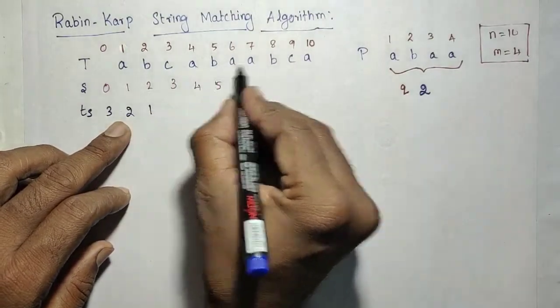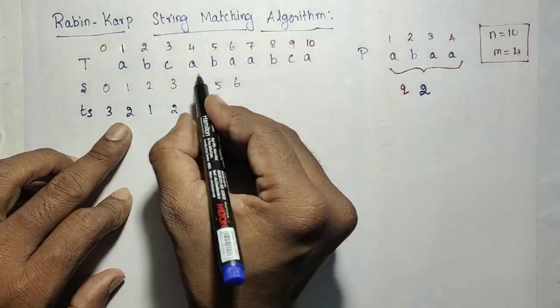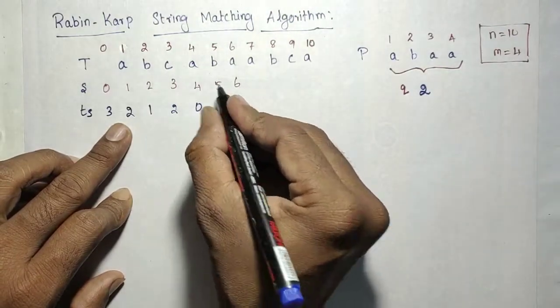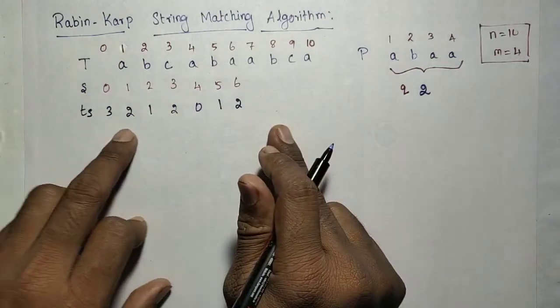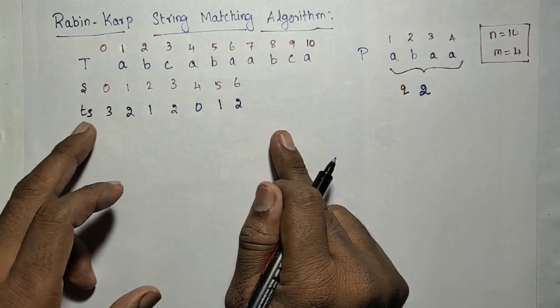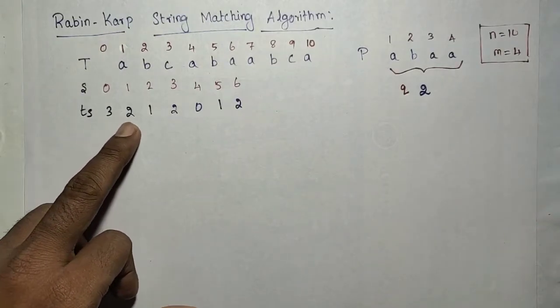Next, ABAA is 2. Next, this may be 0. Next, that may be 1. Next, may be 2. Like that we have calculated, in each iteration, at the end of each iteration, the next iteration's t value will be calculated.